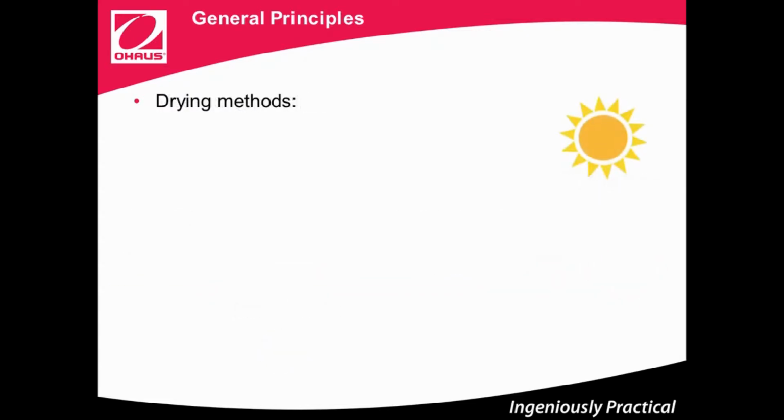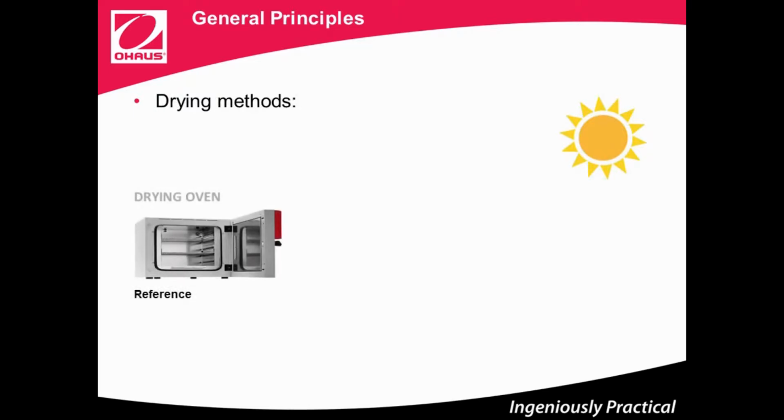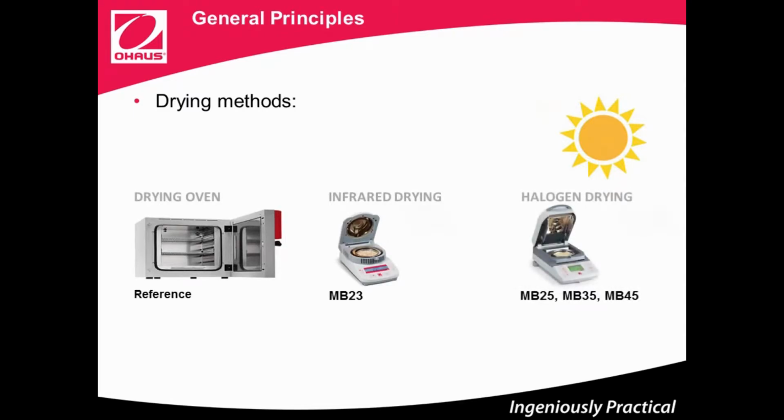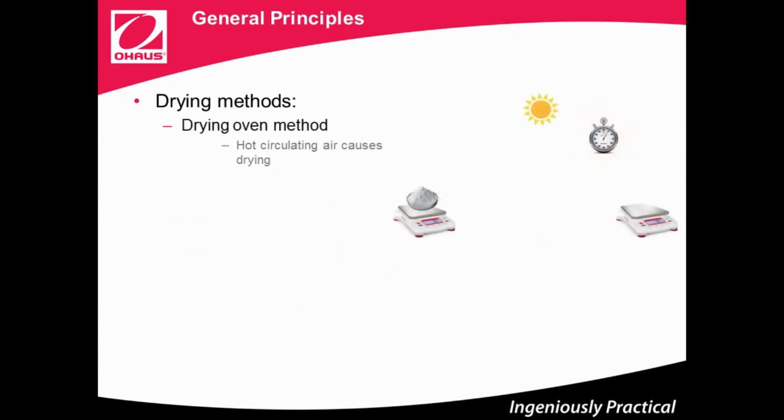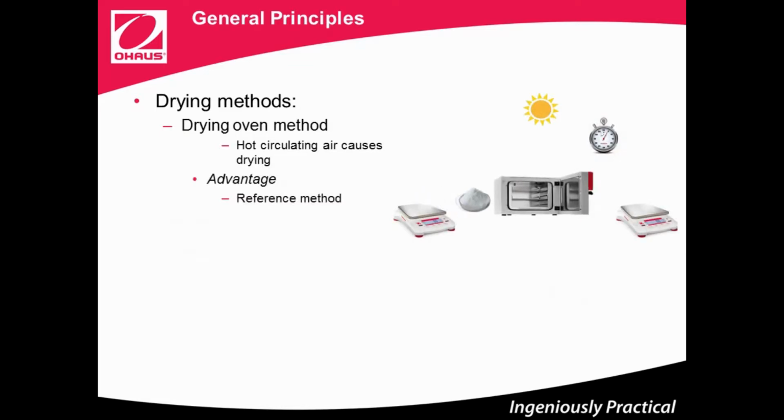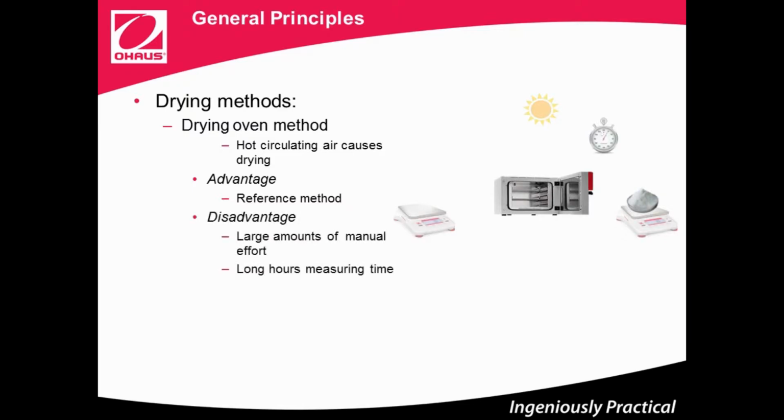Drying methods. We'll now go over and compare 3 types of drying methods: drying oven or reference method, infrared drying method, and the halogen drying method. The infrared and halogen technologies are used for drying in the OHAUS MB Series moisture analyzers. Drying oven method, the traditional method. This method dries by means of hot circulating air. This method is frequently cited as the reference method in laws and governing standards. The disadvantage is that it requires a lot of manual effort and long hours of measuring time, which increases the possibilities for mistakes.